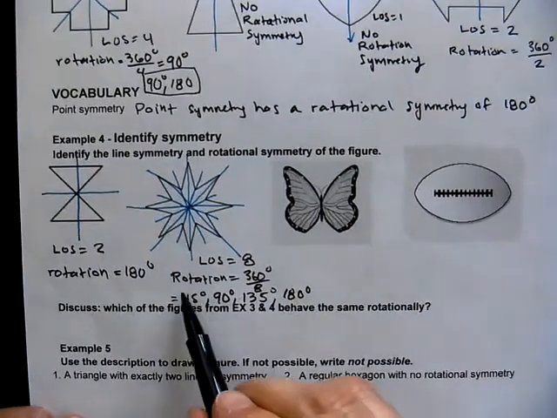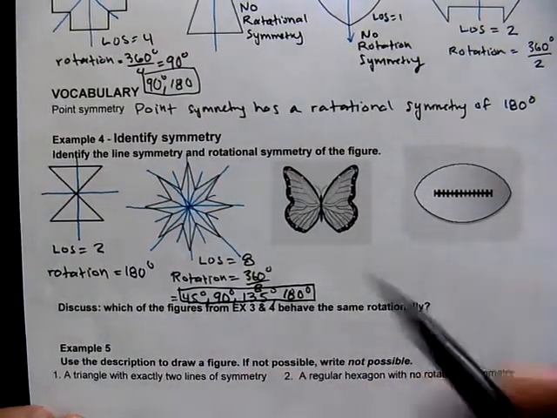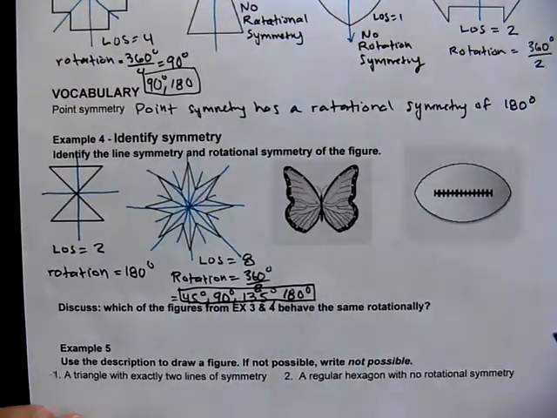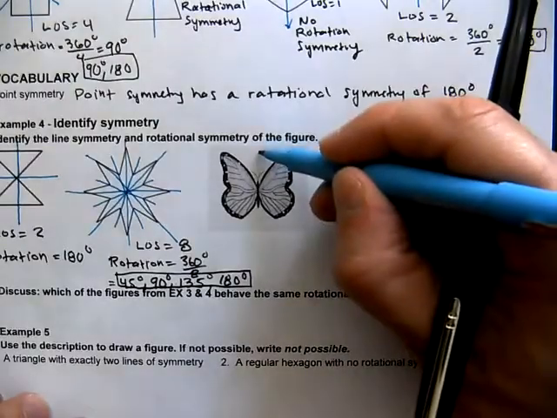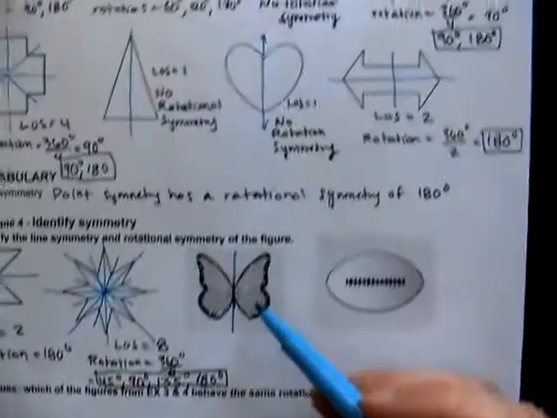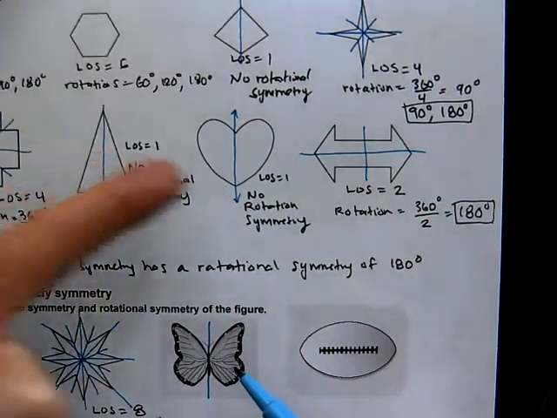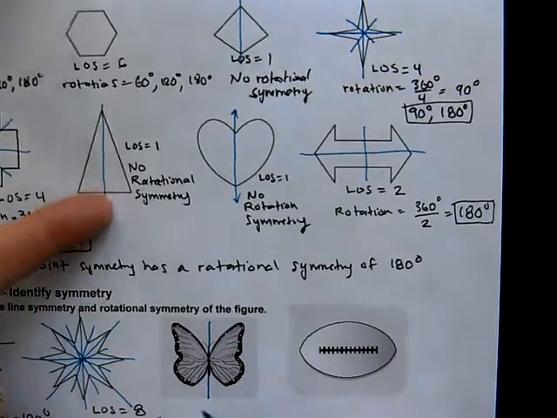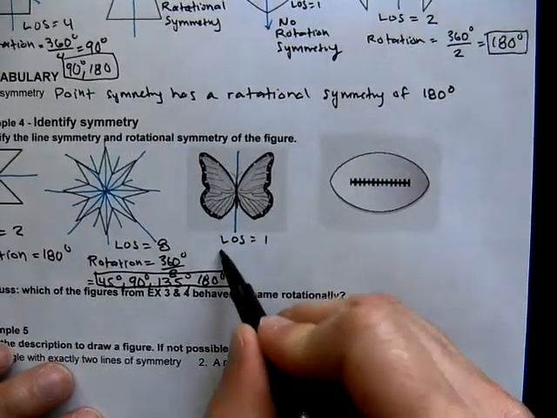So you can see this has 4 rotational symmetries. 8 lines of symmetry and 4 rotational symmetries. Here this butterfly figure has a single line of symmetry, and so its pattern is actually behaving very similar to the heart shape and the triangle shape that we saw above, where if you just have one line of symmetry, then you have no rotational symmetries.